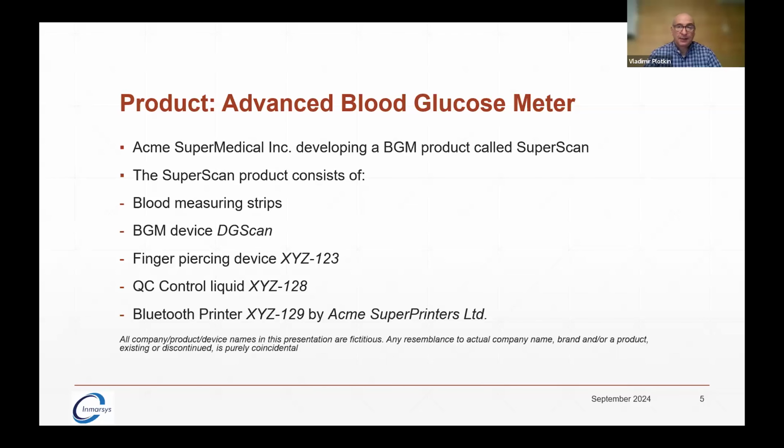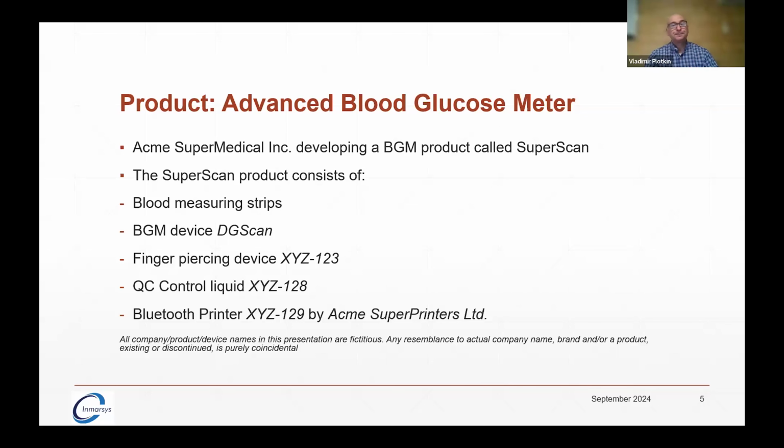The device itself consists of several things: the blood glucose meter called DigiScan, and blood glucose measuring strips. If you know how it works, basically you prick your finger, take a droplet of blood, put it on the strip, and put it inside the device, and then it gives you a reading.